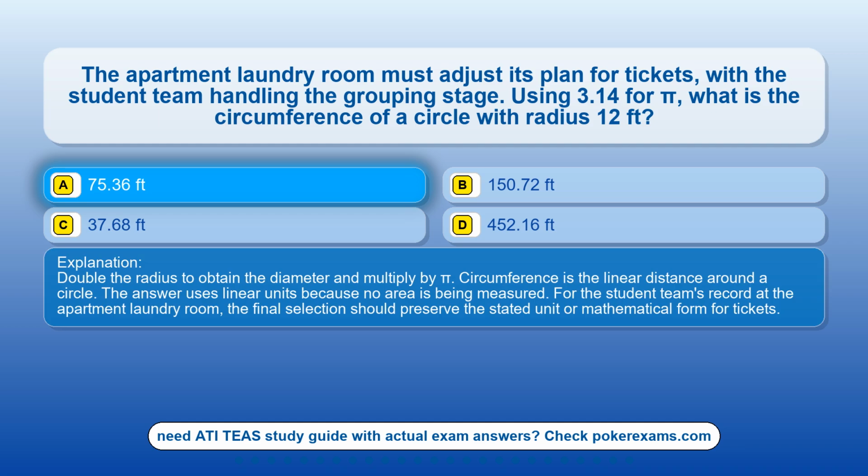Double the radius to obtain the diameter and multiply by pi. Circumference is the linear distance around a circle. The answer uses linear units because no area is being measured. For the student team's record at the apartment laundry room, the final selection should preserve the stated unit or mathematical form for tickets.